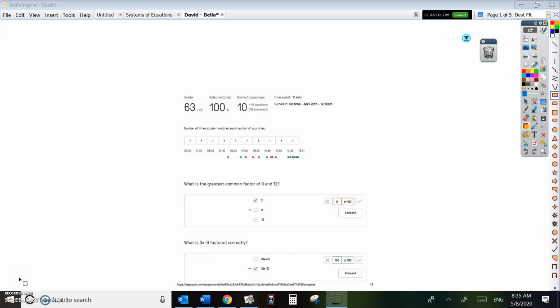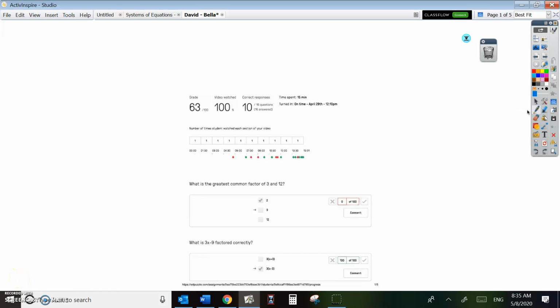This is a review of Bella's math story, and it's all about factoring. So factoring is something that you can do to make an expression simpler. And it starts with the idea of multiplication.